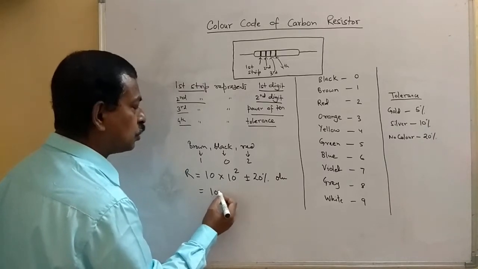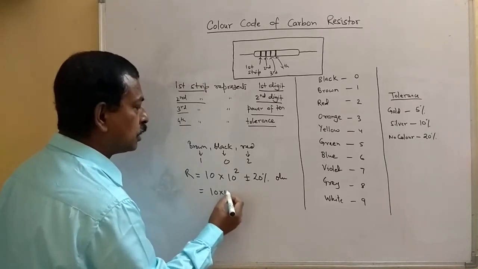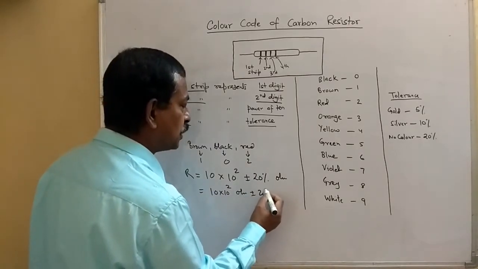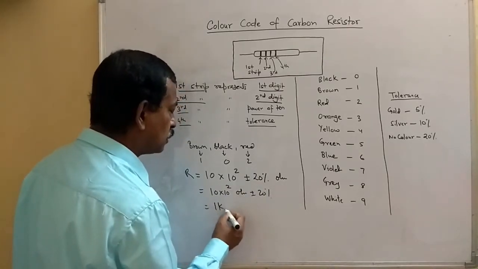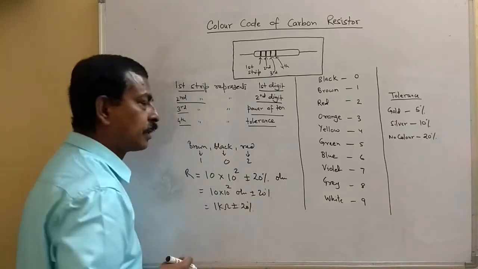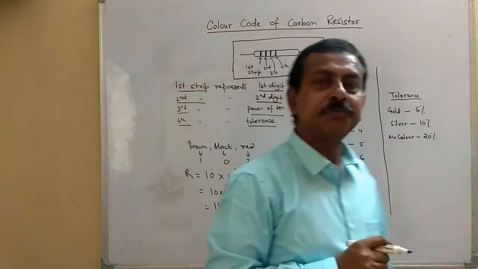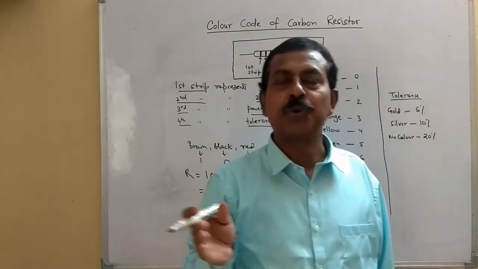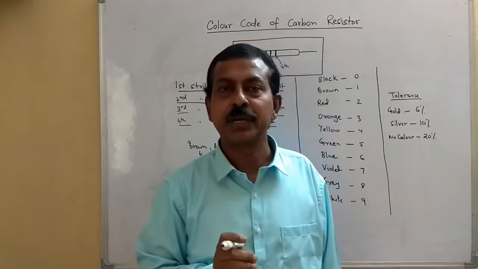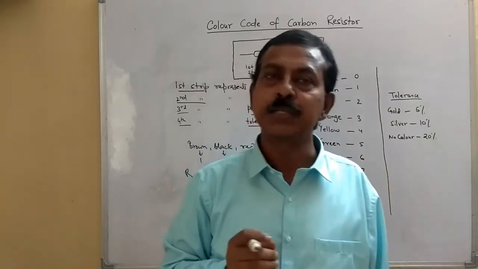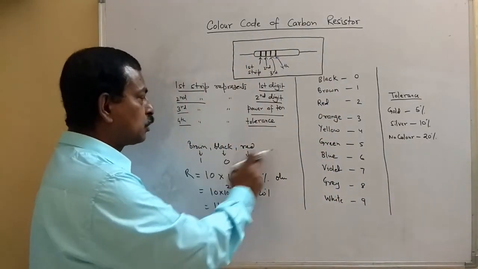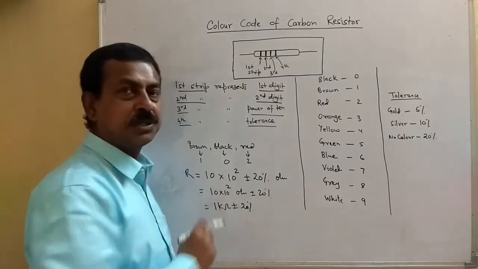So it can be written as 10 into 10 to the power 2 ohm plus minus 20%, or you can say 1 kilo ohm plus minus 20%. It means the value will range from 800 to 1200 ohm, as it is 20% tolerance for a resistance value of 1 kilo ohm. So this is how, if the color sequence is given, you can find the value of the resistance.